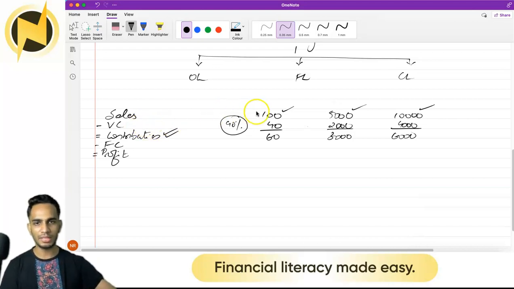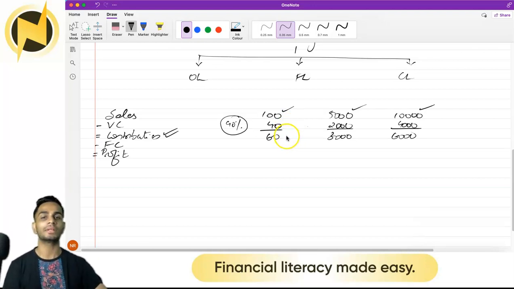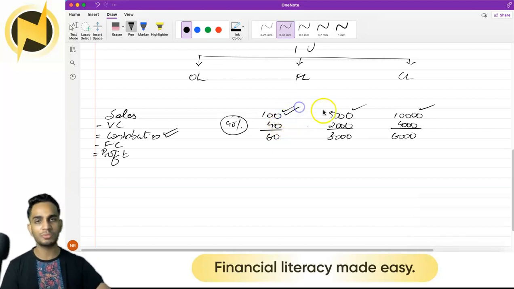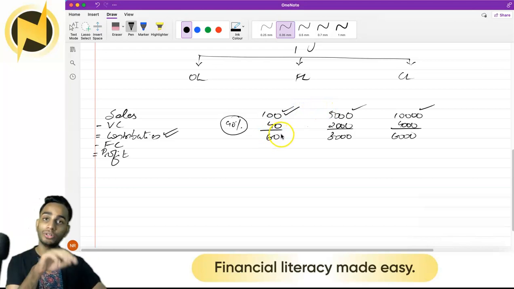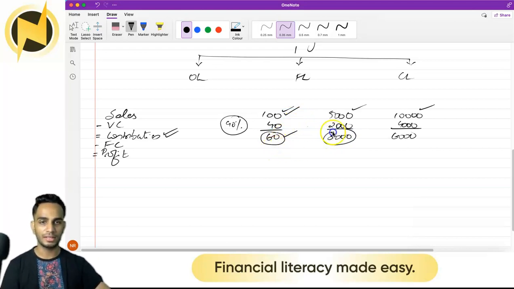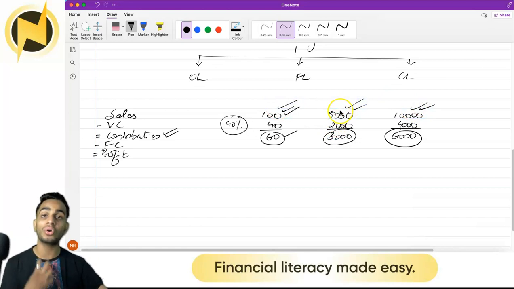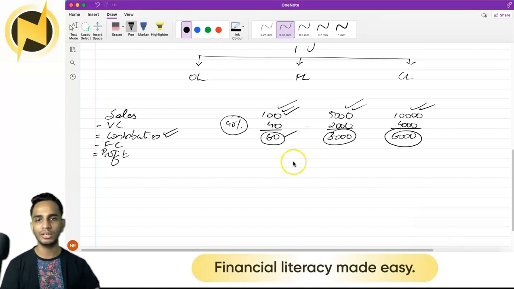So when I'm selling for 100, 40 will not come to me. 40 will be gone. But 60 will come to me, with which I can meet my other expenses and take my share of profit. So 60, 3,000 or 6,000 is what the sales of 100, 5,000 and 10,000 respectively contribute to the business, so that the business can meet their expenses and take the balance as their profit. Out of this contributed amount, they have to meet all their fixed expenses, pay their taxes, pay their interest expenses and everything. And if there is any balance, take that profit and split it among their shareholders or owners.